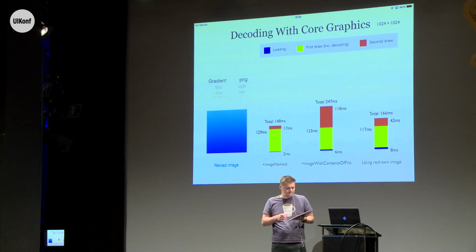Up until now, we've been forcing our images to decode by drawing them into a Core Graphics context. If we want to avoid that hit from the decoding each time, we can keep the image that we've drawn and throw away the original. Because we've now only got the decompressed image data, iOS isn't capable of throwing that away and going back to the encoded version. So now, when we're drawing using the redrawn image, the performance is quite similar to image named. The second draw is much faster than the first.